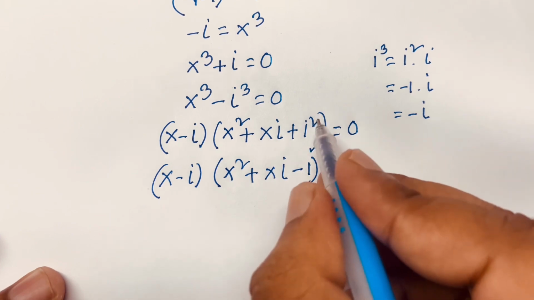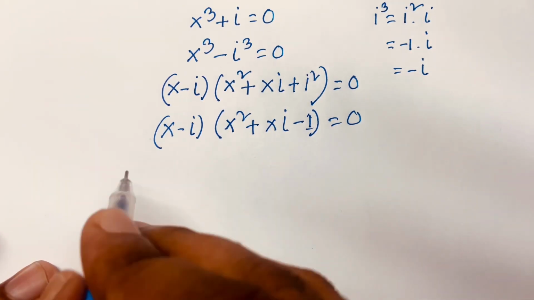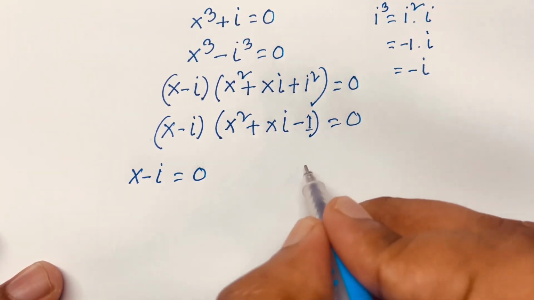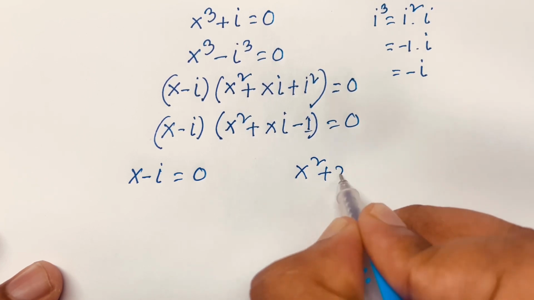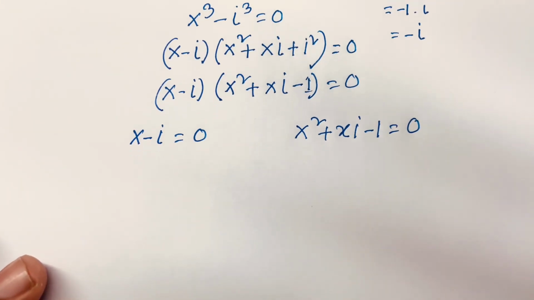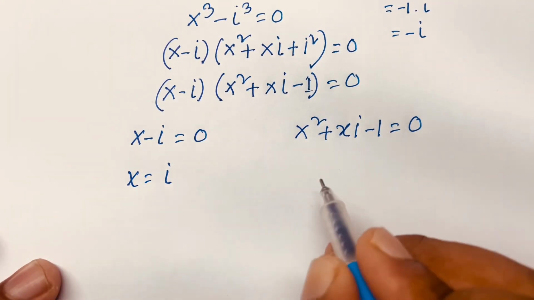We know that i squared is equal to minus 1. Then I can say here are two terms. Our first term is x minus i is equal to 0, and the other case is x squared plus xi minus 1 is equal to 0. Then we find the value of x is equal to i.